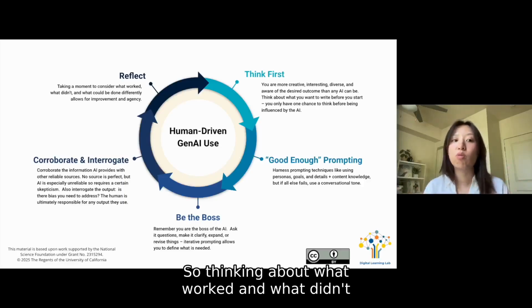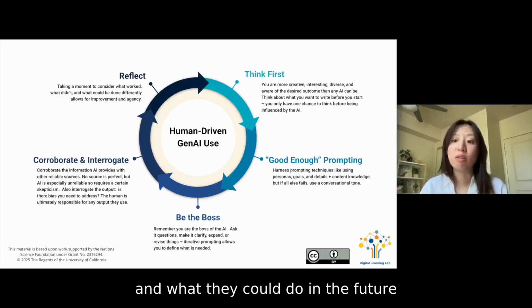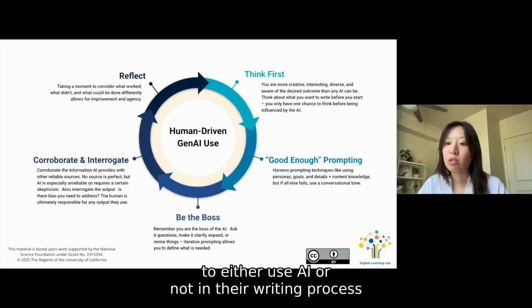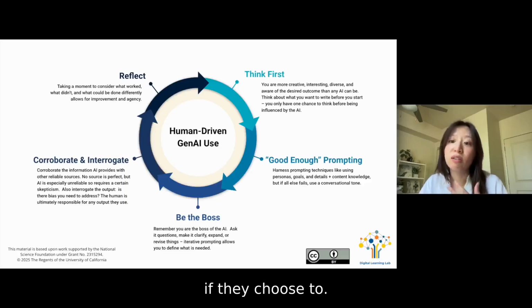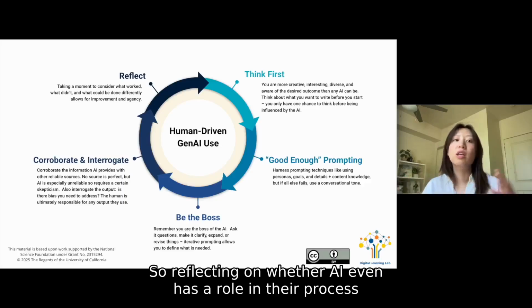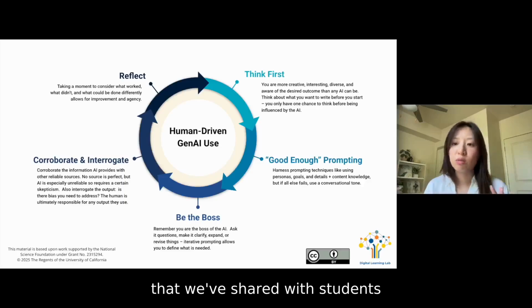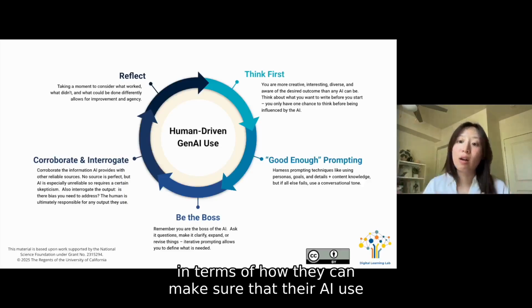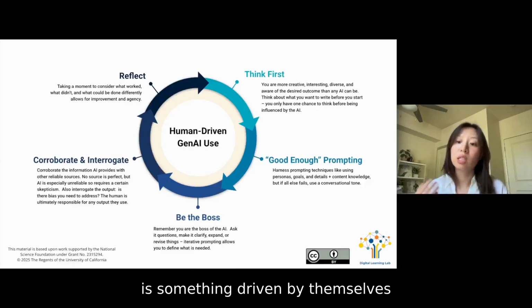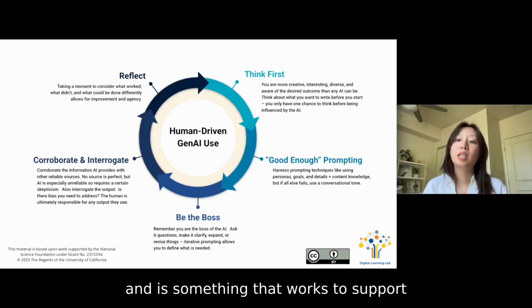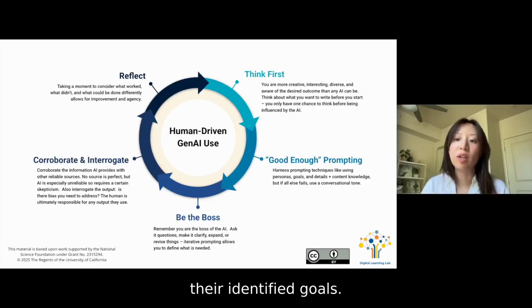So thinking about what worked and what didn't, and what they could do in the future to either use AI or not in their writing process if they choose to. So reflecting on whether AI even has a role in their process. We think that these are really good practices that we've shared with students in terms of how they can make sure that their AI use is something driven by themselves and is something that works to support their identified goals.